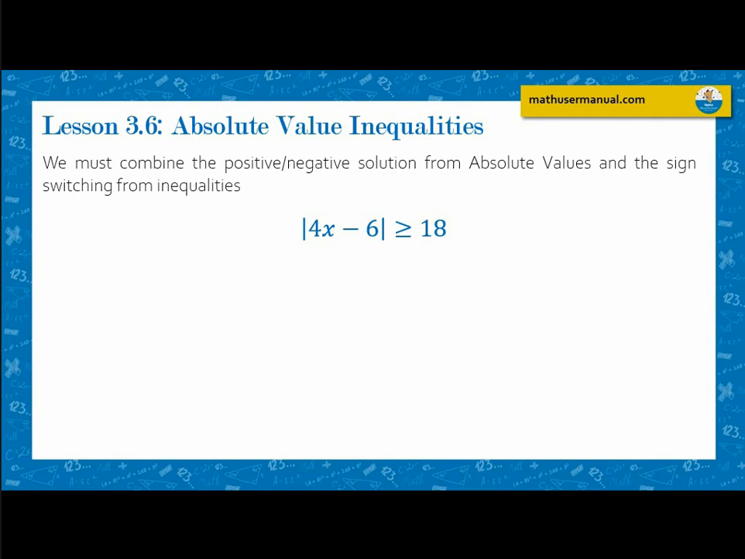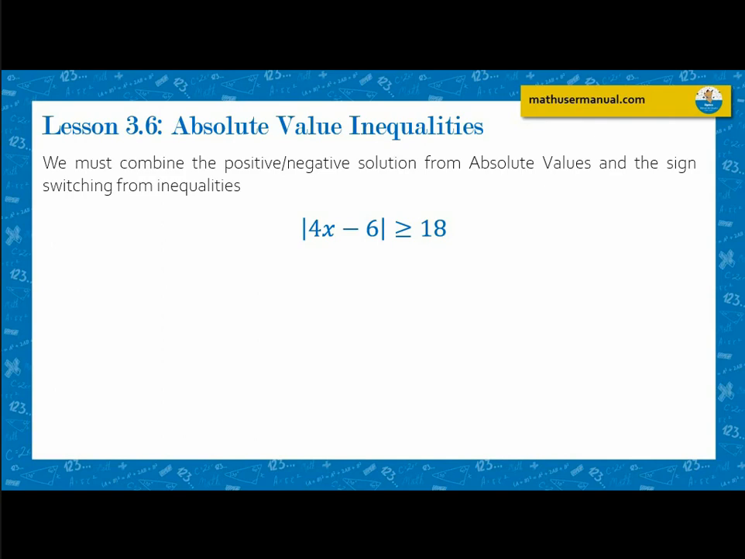In this last lesson of Unit 3, we are going to combine everything that we have learned in the previous lessons of this unit so far. We're going to be using the techniques we learned to solve for linear equations. We are going to use the methods that we learned for absolute values and also the techniques that we use in inequalities. So let's start.